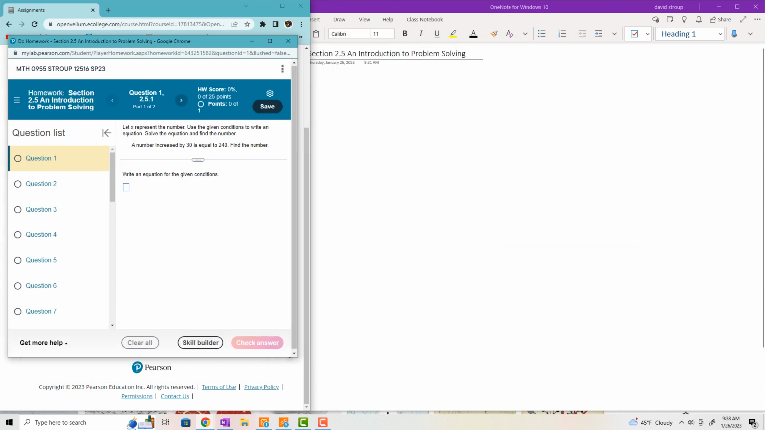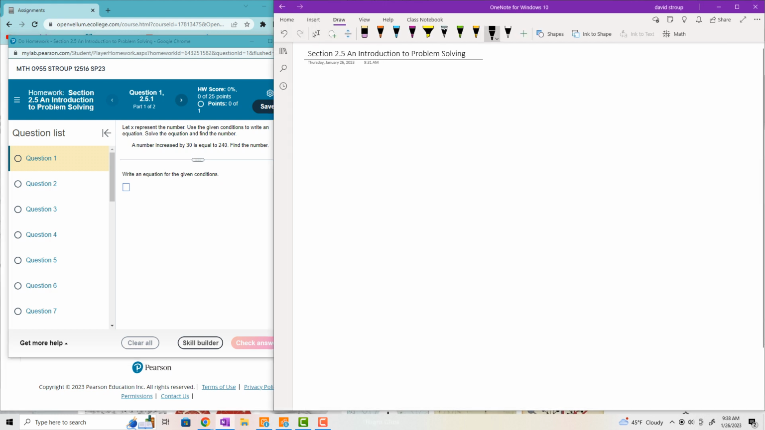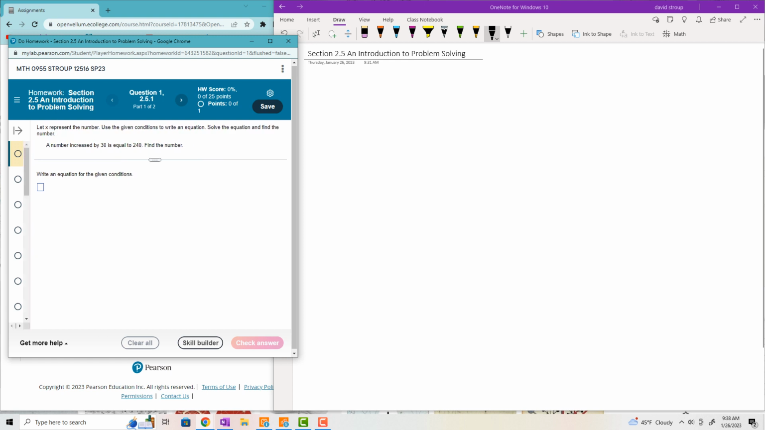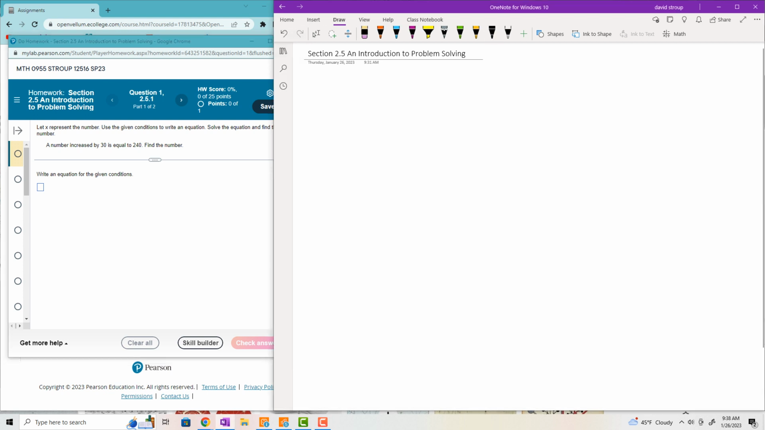Right, so you're literally converting word for word there. It says on the left, a number increased by 30 is equal to 240. So that phrase, a number, that just means a variable. So for that, you would write x.